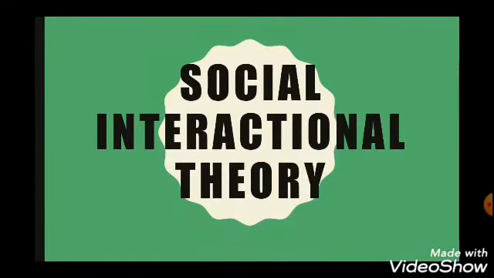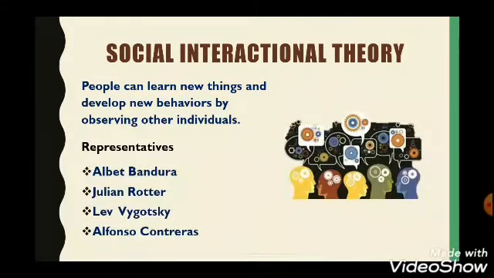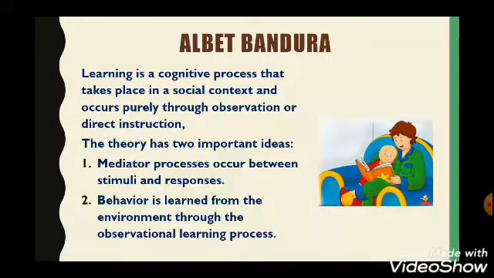Social interactional theory. People can learn new things and develop new behavior by observation of other individuals. There are several representatives, but the most prominent is Albert Bandura. Learning is a cognitive process that takes place in a social context and occurs purely through observation or direct instruction.